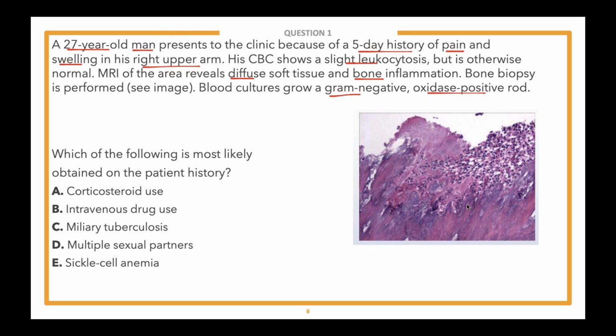Answer choice E, sickle cell anemia. D, multiple sexual partners. C, miliary tuberculosis. B, IV drug use. And A, corticosteroid use. So go ahead and think about this first couple seconds. We'll go ahead and open up that poll. Go ahead and select the answer you think is the best answer, and we'll talk about it in just a few seconds.